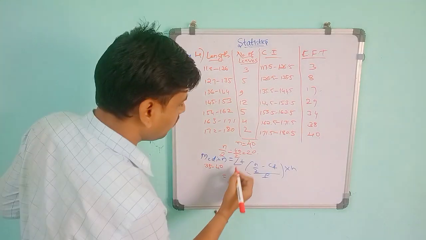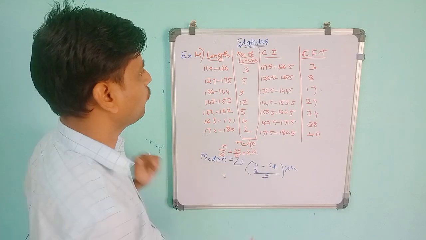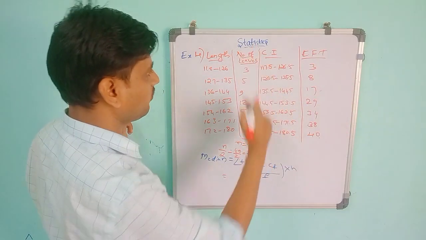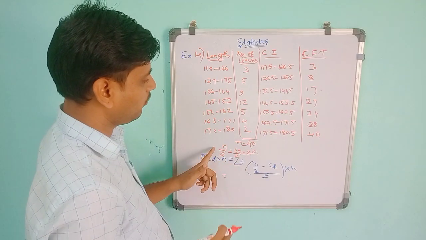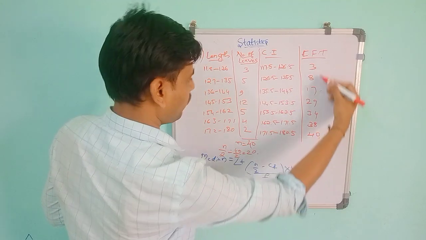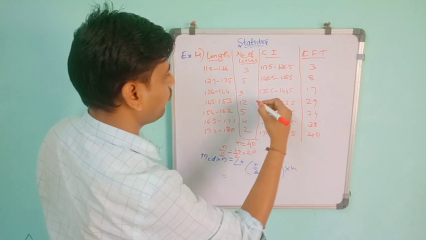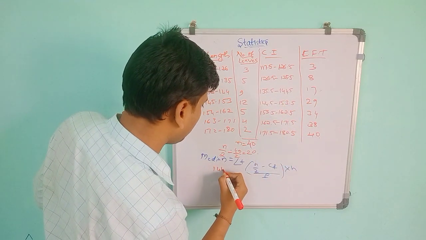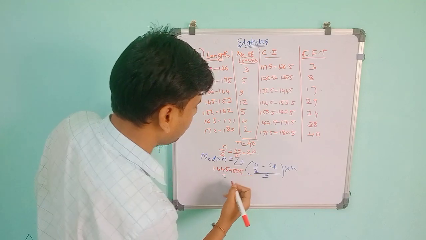First you have to find the class interval which contains 20. For 20, you have to see the cumulative frequency, not the frequency, in the cumulative frequency table. So 17 is lesser, so you can take this one. So the median class is 144.5 to 153.5.